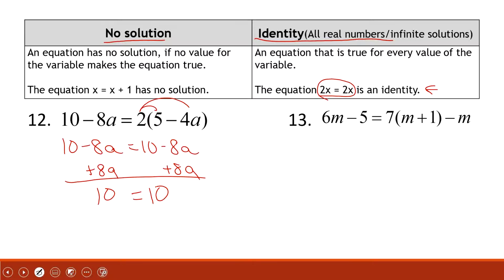So when you get a problem like that, what you're going to do on a test or a quiz is just write all real numbers. That's my solution. All real numbers are my solution. Or you can write infinitely many. The more accurate answer is all real numbers.